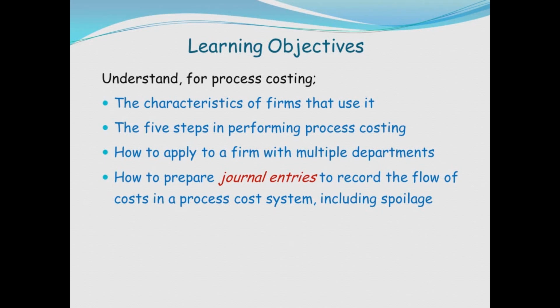Again, the characteristics of firms that use process costing. Five steps in performing process costing. How to apply process costing when you have a firm with more than one department, as our winemaker did. It had the winemaking and then the bottling departments. What's unique about that? And how to prepare journal entries. I'm not sure we're doing those journal entries. Maybe.